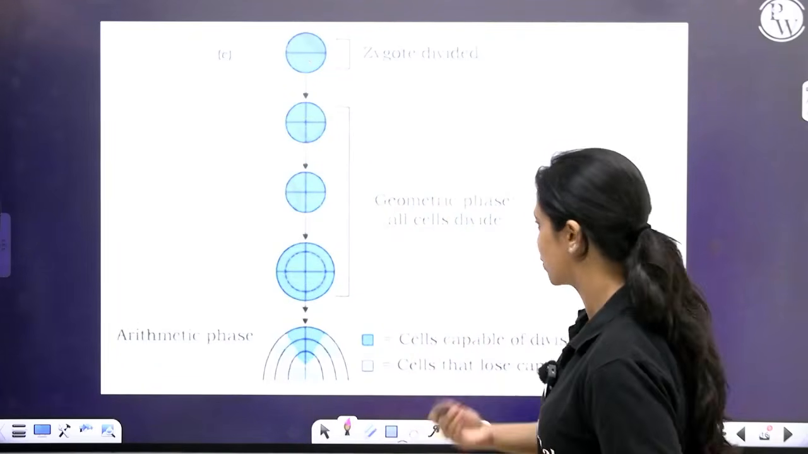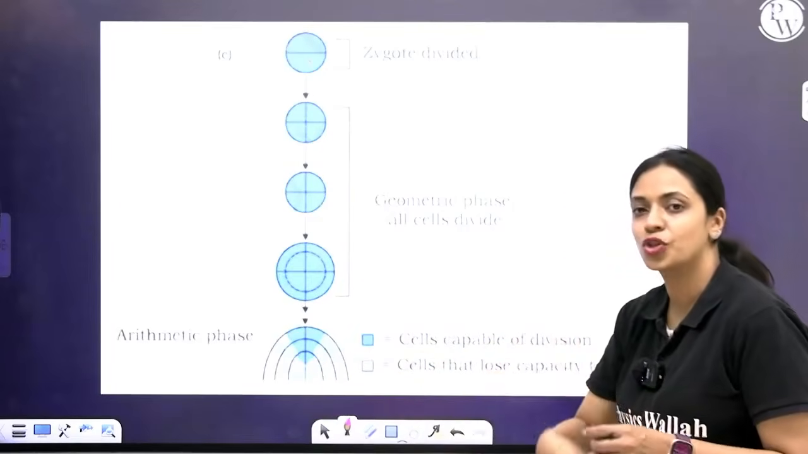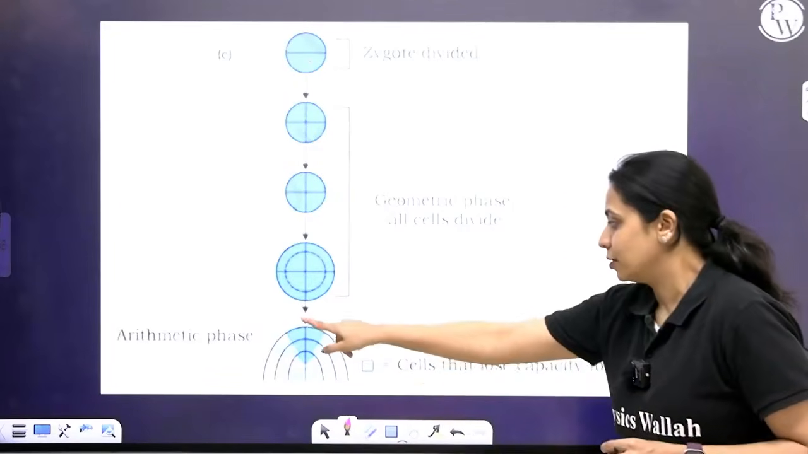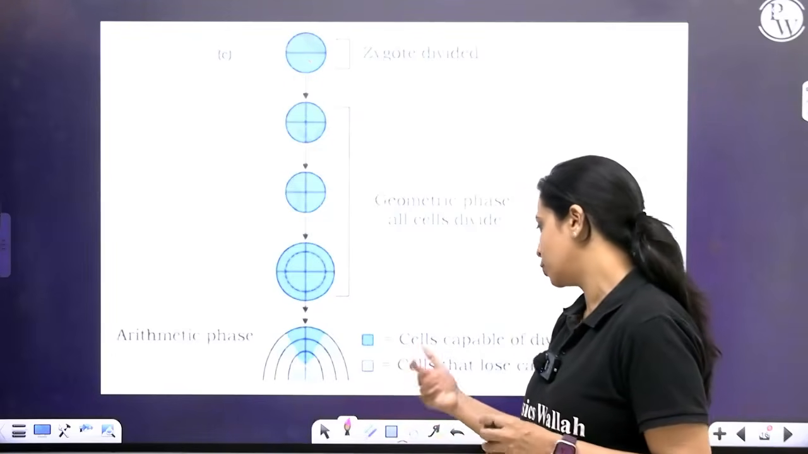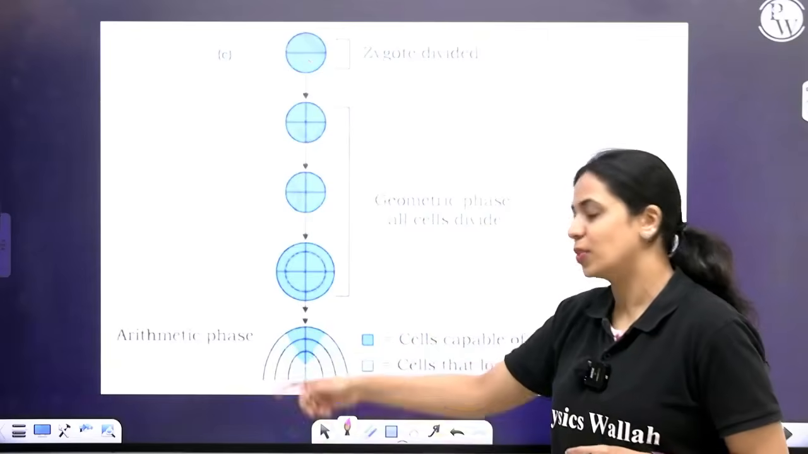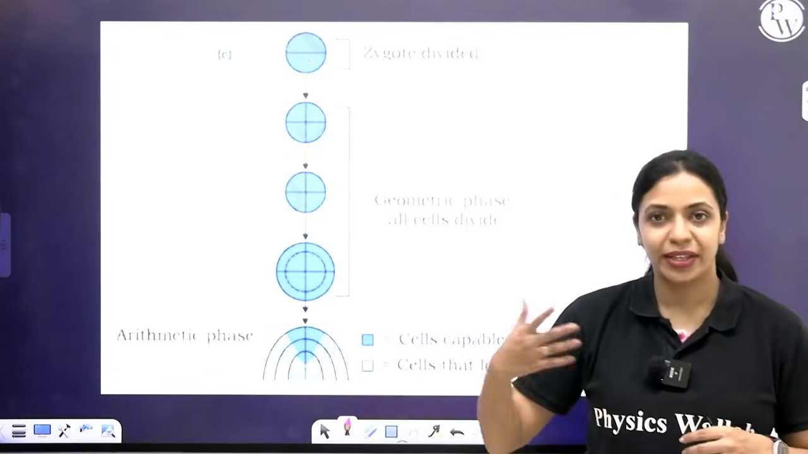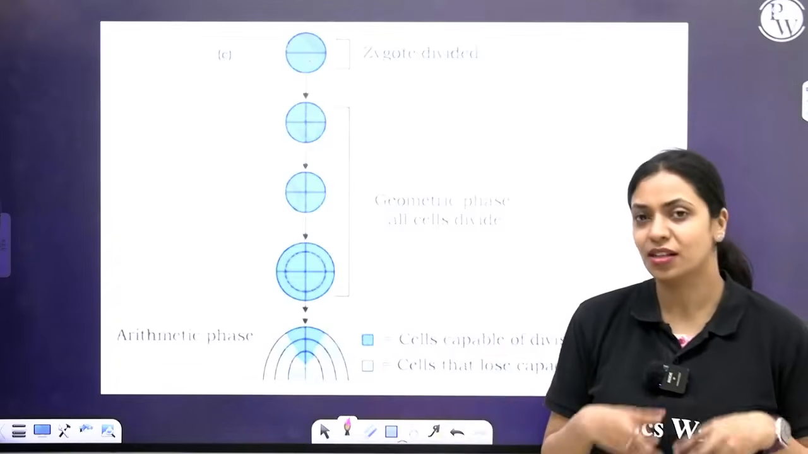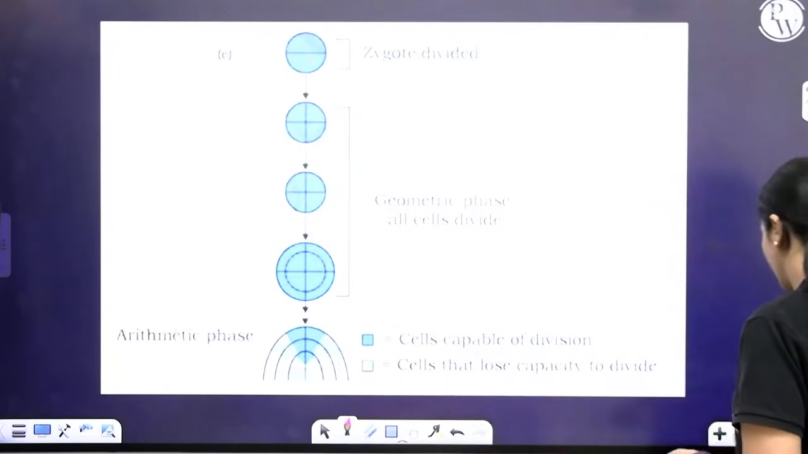But as it moves on, some of the cells retain the ability to undergo geometric growth, like the ones in dark blue, and some of the cells don't. Eventually, some of the cells will start dividing according to arithmetic growth, and some of the cells completely lose the ability to divide and become permanent tissues. Alright, so that's what happens.